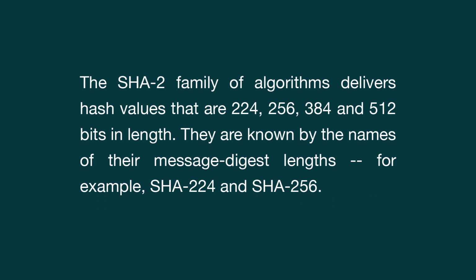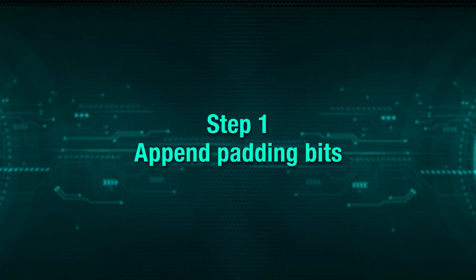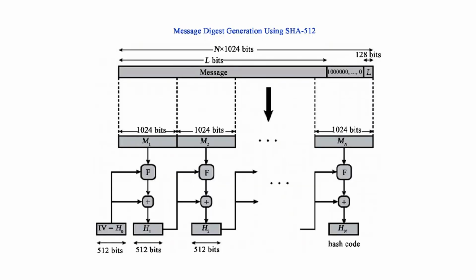They are named by the names of their message digest length. For example, SHA-224 and SHA-256. The processing consists of the following steps. Step 1. Append padding bits. The message is padded so that its length is congruent to 896 modulo 1024. Padding is always added even if the message is already of the desired length. Thus, the number of padding bits is in the range of 1 to 1024. The padding consists of a single 1 bit followed by the necessary number of 0 bits.